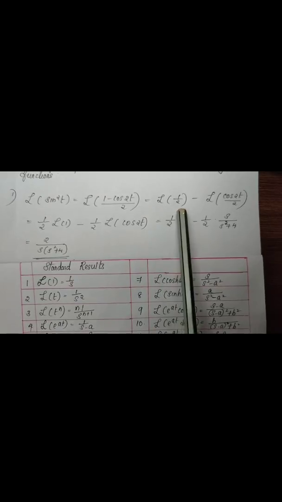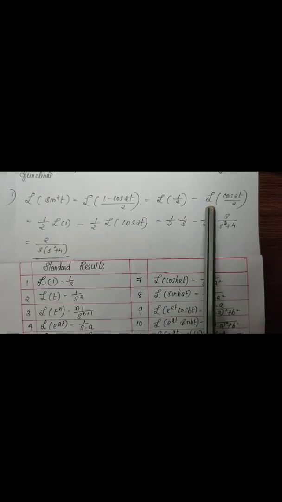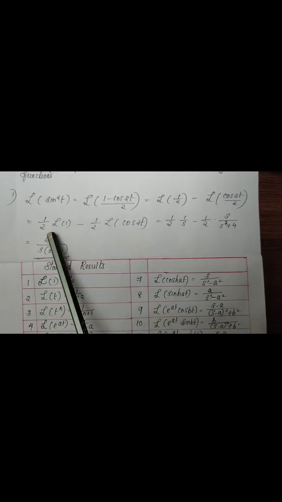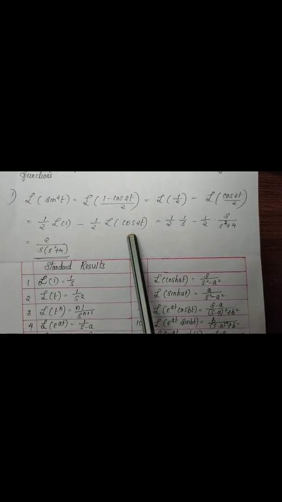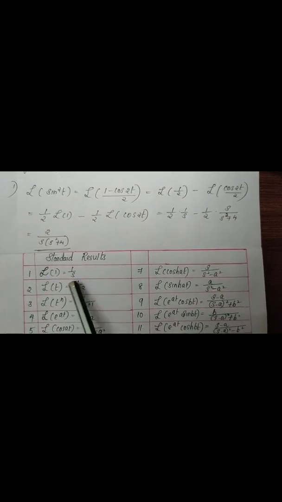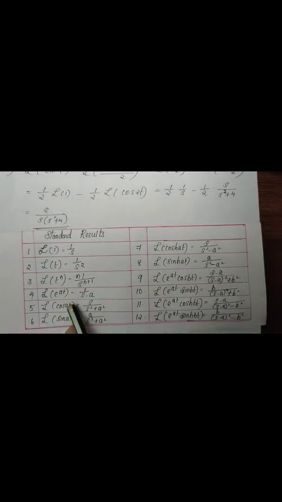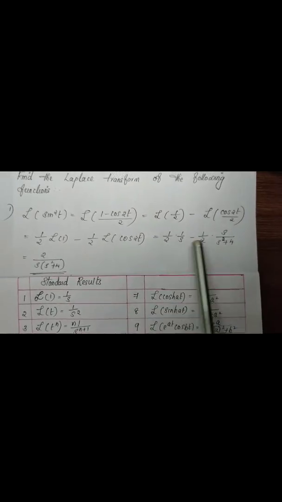And by using the linearity property, we can write it as Laplace transform of 1 by 2 minus Laplace transform of cos 2t by 2, which is equal to 1 by 2 into Laplace transform of 1 minus 1 by 2 into Laplace transform of cos 2t, which is equal to 1 by 2 into 1 by s minus 1 by 2 into s divided by s square plus 4. By using the results, Laplace transform of 1 is equal to 1 by s and Laplace transform of cos at equal to s by s square plus a square. By taking the LCM, the answer is 2 divided by s into s square plus 4.